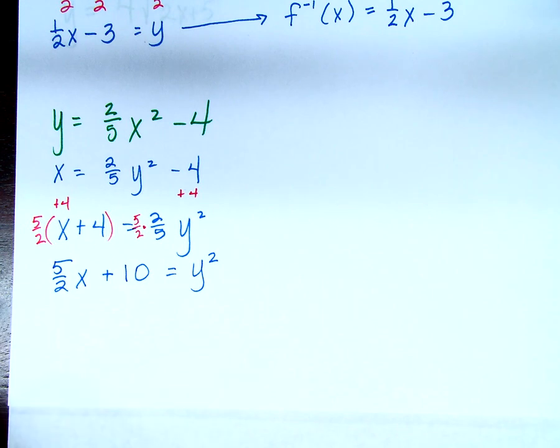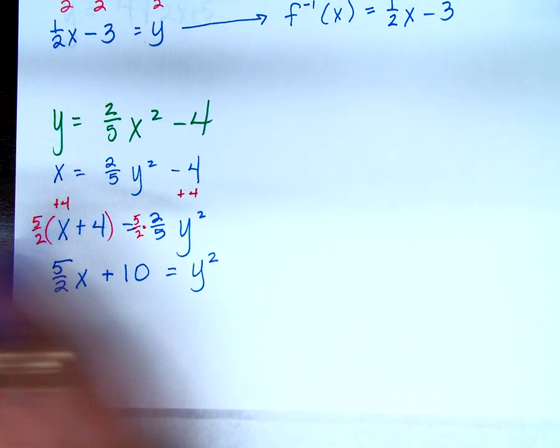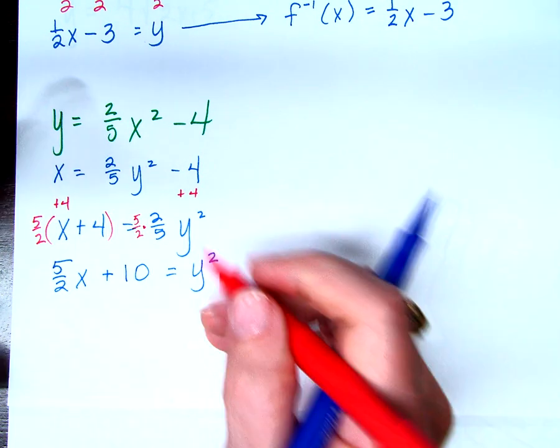Is the y isolated yet? No. How do I undo a square? Oh, square root. Okay.